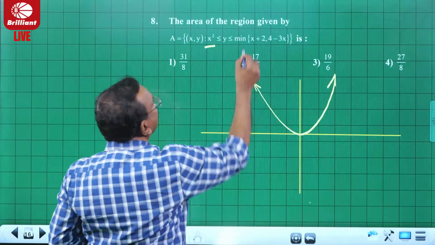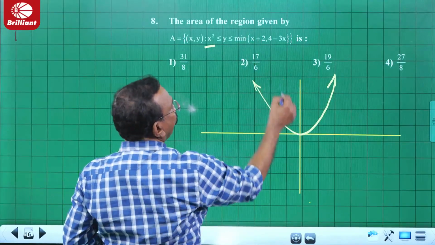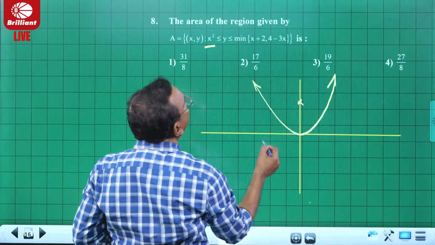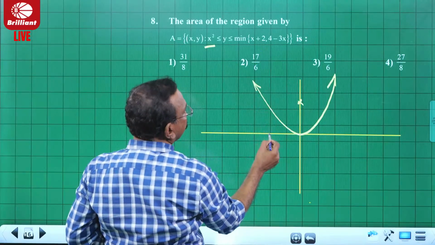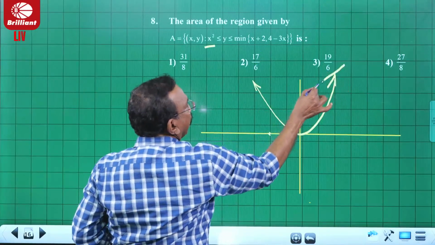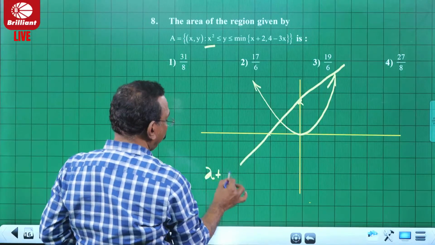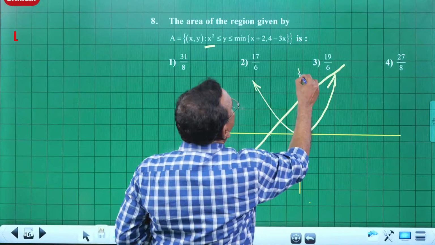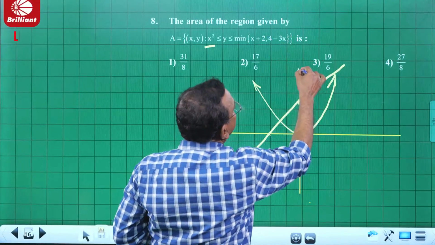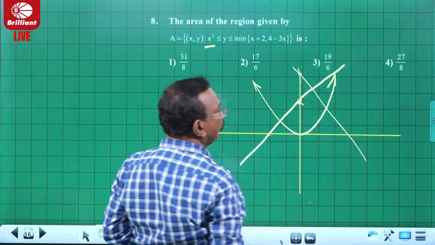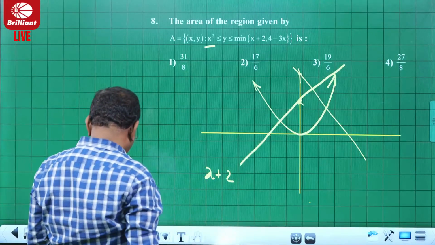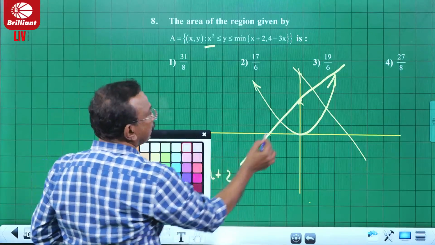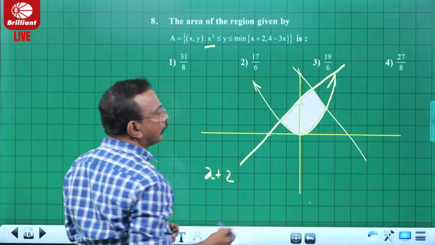And after that we can draw x plus 2. Whenever you put x as 0, it becomes 2, and at the same time it is minus 2. So this is the line x plus 2. And for the next line, you can put x equal to 0, it becomes 4, and then the line goes like this. So the required region is very nice and good. We can observe the regions are this and this. So this is the region inside.